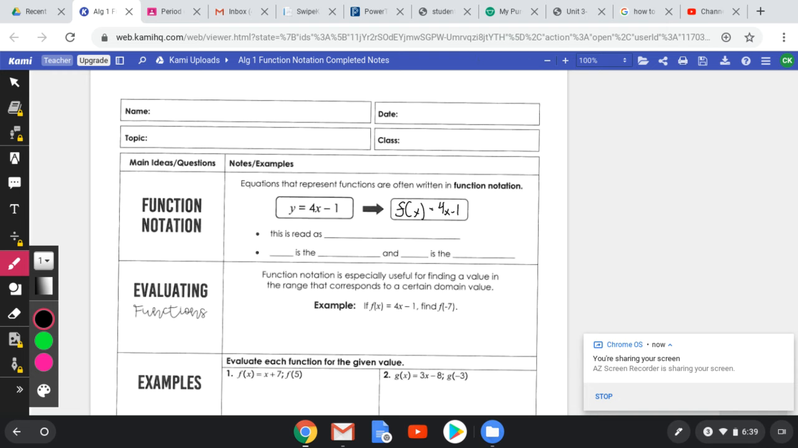So it's read as this: f of x equals, and then in this case, 4x minus 1. So what does each part mean here? It means that the f of x is the output, or think of it as your y value, and x is still your input.